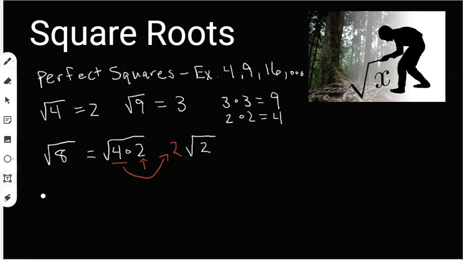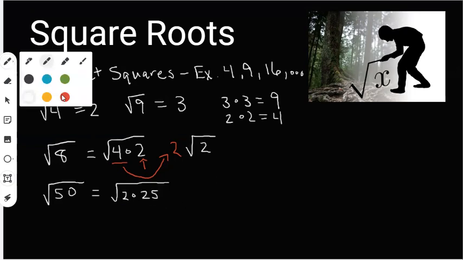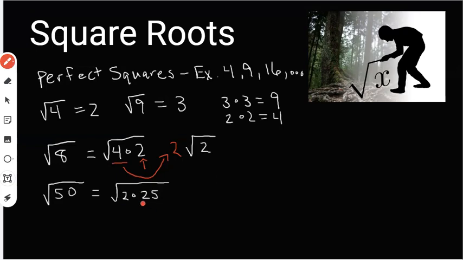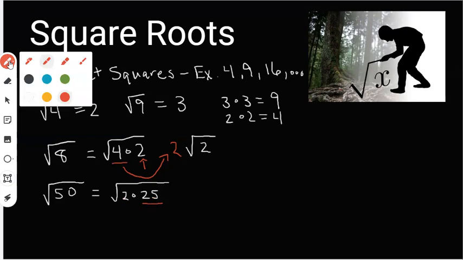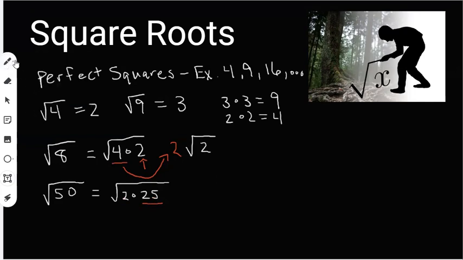Let's try another one like that. Let's do square root of 50. What's the biggest perfect square that will divide 50? Well, I can break up 50 into 2 times 25. And I'm going to underline the 25 in red because that is my perfect square. Notice you can take the square root of 25. And when you do that, you're going to get 5.